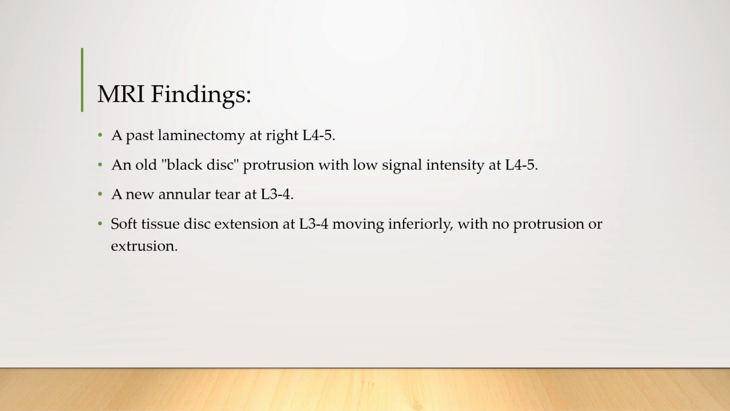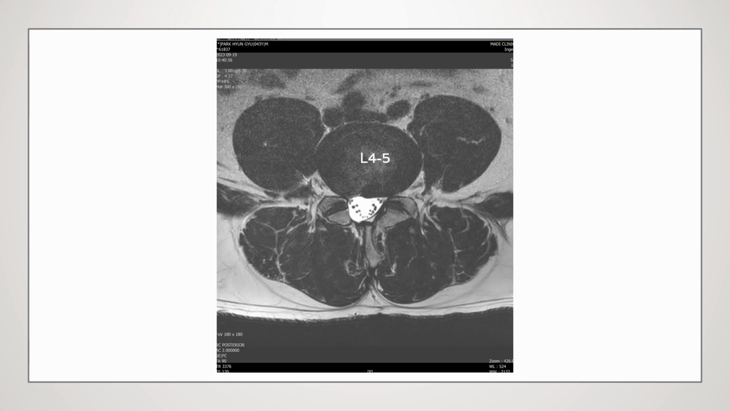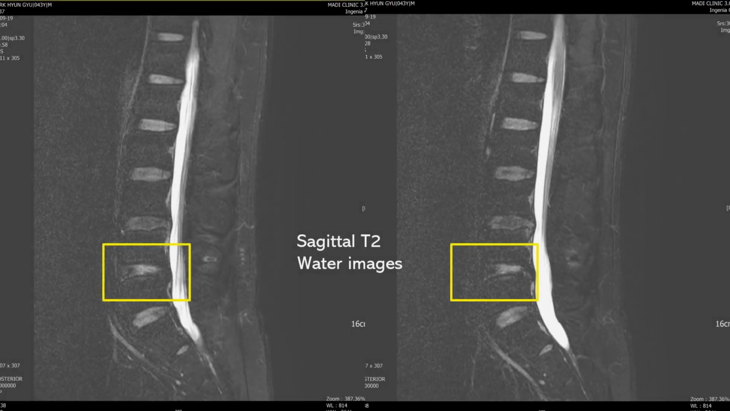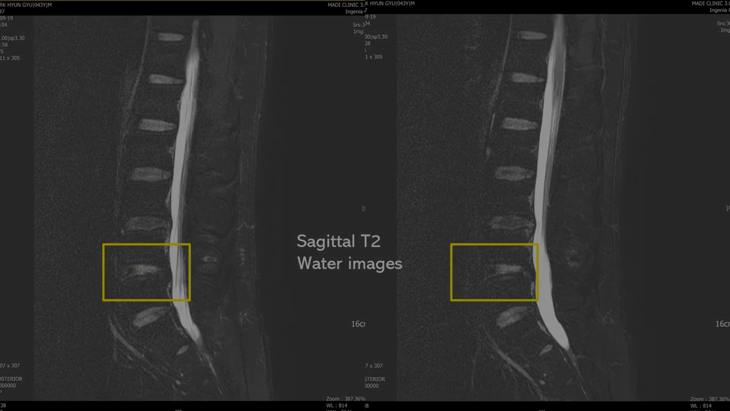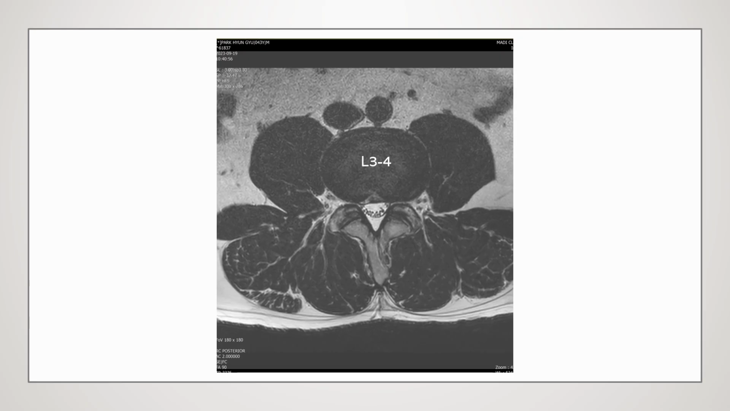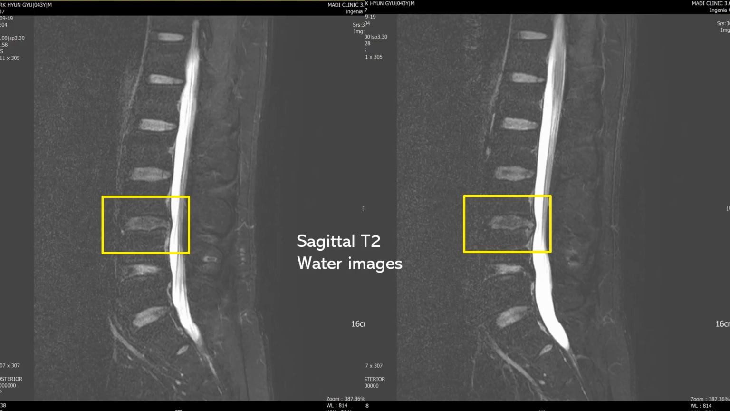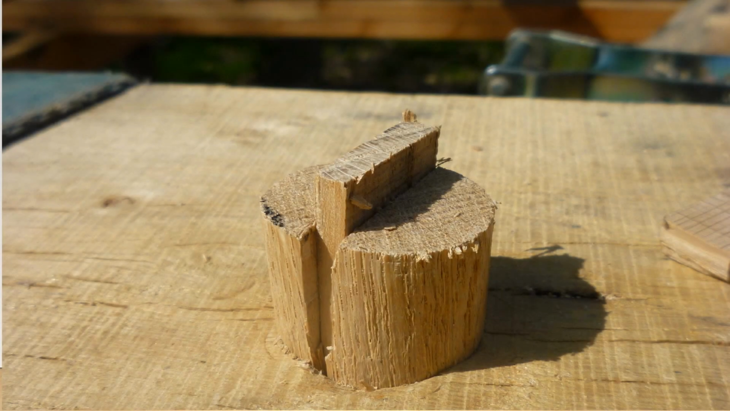MRI findings. A past laminectomy at right L4-5. An old black posterior annulus with low signal intensity at L4-5 means operation scar and remnant dehydrated posterior annulus with stabilized state. A new annular tear at L3-4 projected to the right inferior direction. Soft tissue disc extension at L3-4 moving inferiorly, with no visible protrusion or extrusion but impacting between the layers of the annular tear. If you watch the zoomed image, you can imagine the wedge expands the end of the peg and holds it firmly in place, and the stress of the torn annulus causes pain.